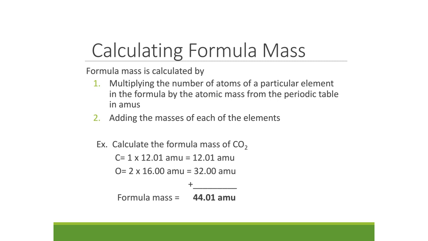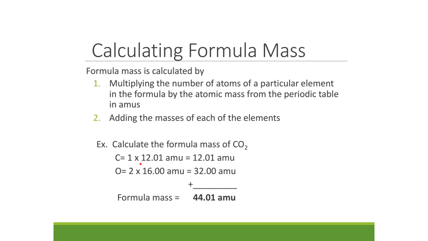So let's take a look at just exactly how formula mass is calculated. We're going to start by multiplying the number of atoms of a particular element in the formula by the atomic mass from the periodic table in AMU. And then we're going to add the mass of each element together to get our total formula mass for the compound. So for example, and this is the example from your study guide, carbon dioxide is made up of carbon and oxygen. And there's one carbon in that compound, and there are two oxygens.